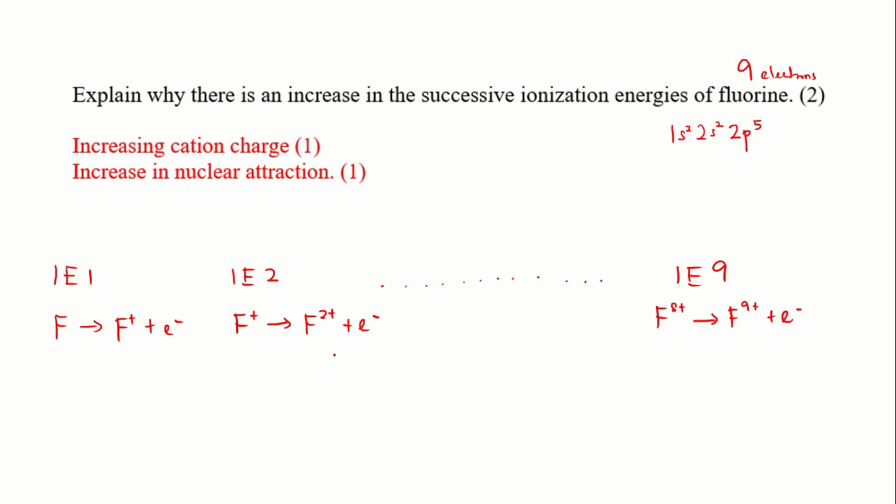So in the successive ionization, we can see that the cation charge on fluorine is increasing from positive 1 to positive 2, positive 3, until positive 8 and 9. So because of the increasing cation charge, like what we have seen in factor number 3, ionic charge, the higher the cation charge, there's an increase in the nuclear attraction between the electrons and the nucleus.